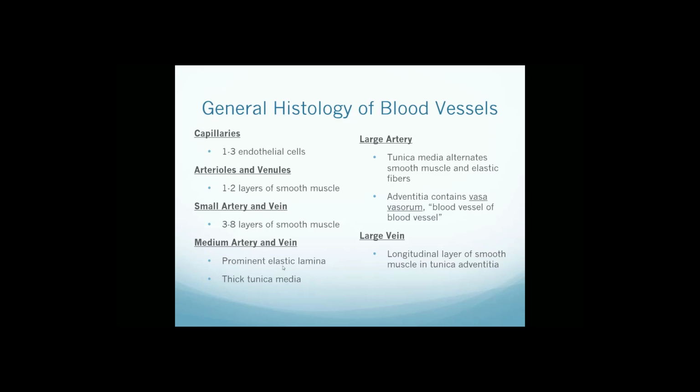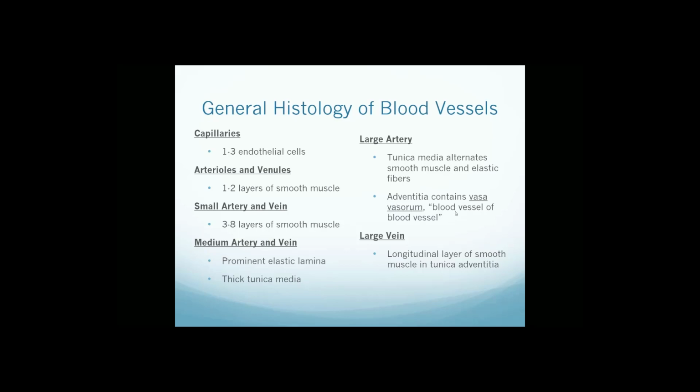Medium vessels tend to have more prominent elastic lamina, just because they are taking a bulk of the blood supply. And then in the large artery, we know that the tunica media alternates with smooth muscles and elastic fibers, making them extra resilient and elastic in a way to receive that blood pumped out of the heart and eventually repump it by expanding and contracting to the rest of the body. So we have a lot more prominent elastic fibers in the large artery, namely the aorta.